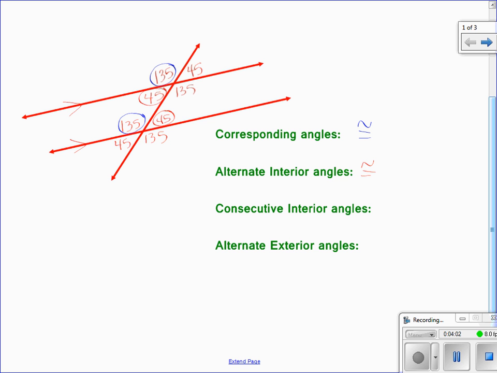Okay, what about consecutive interior angles? If I was going to pick this 45 right there, which one is the consecutive interior angle to that one? Which 135? This? Okay, so those are consecutive interior angles. Are they equal? What's special about them? What's the word for that? They add up to 180, so these ones are always going to be supplementary if you have parallel lines.